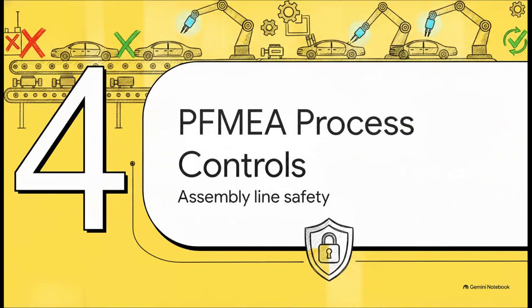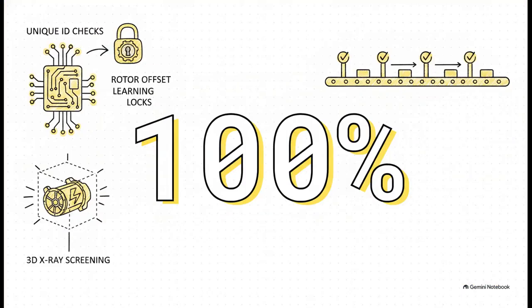Section 4. PFMEA Key Process Controls. Now, it's one thing to design a perfect system on a computer screen, but manufacturing thousands of them flawlessly, that's a whole different ballgame. When we talk about ASIL D safety standards in manufacturing, we are dealing in absolutes, 100%.